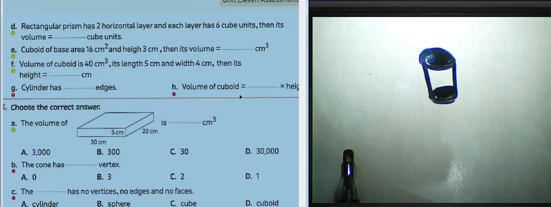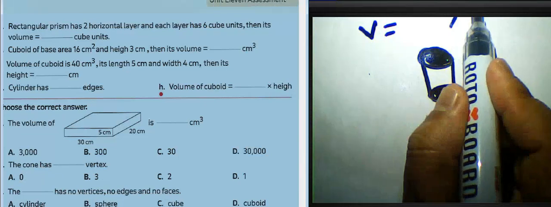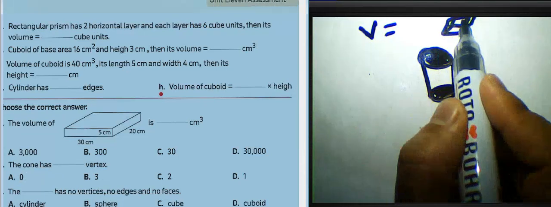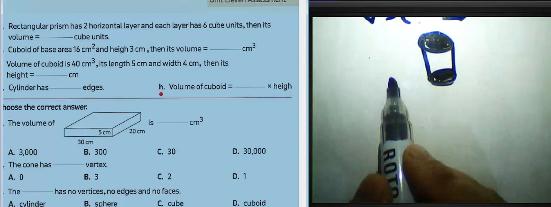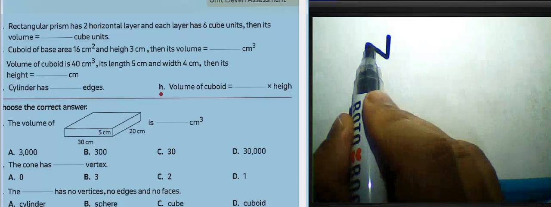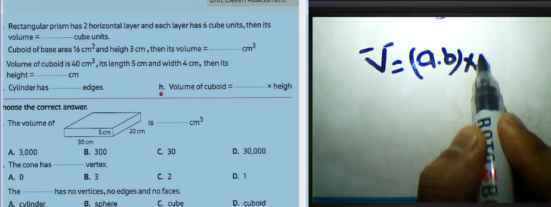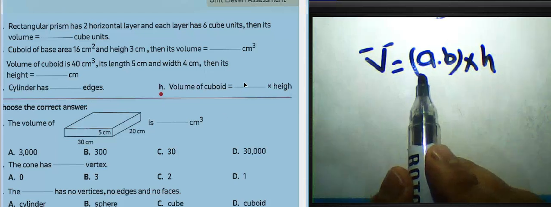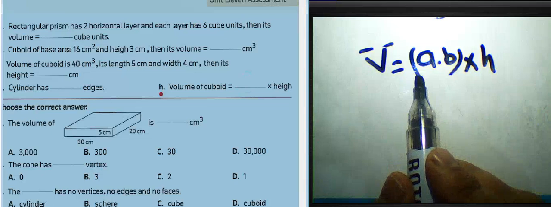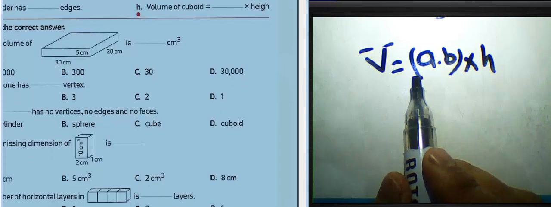The volume of a cuboid equals blank times height. We know the volume of a cuboid equals area of the base times height. Okay, I will write it here. The volume of a cuboid is area of the base multiplied by height. We must write area of the base in this space. Okay, now we will solve the next question.